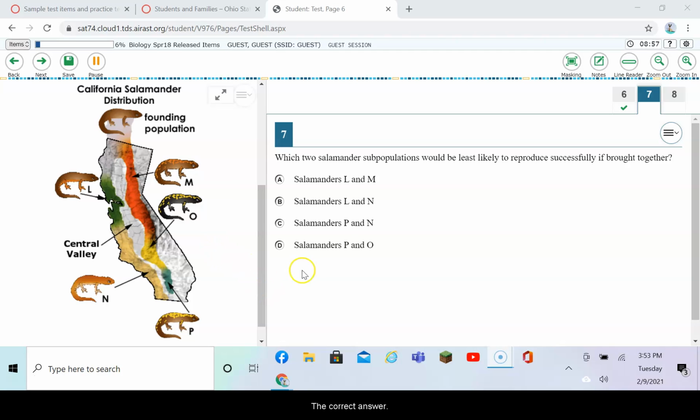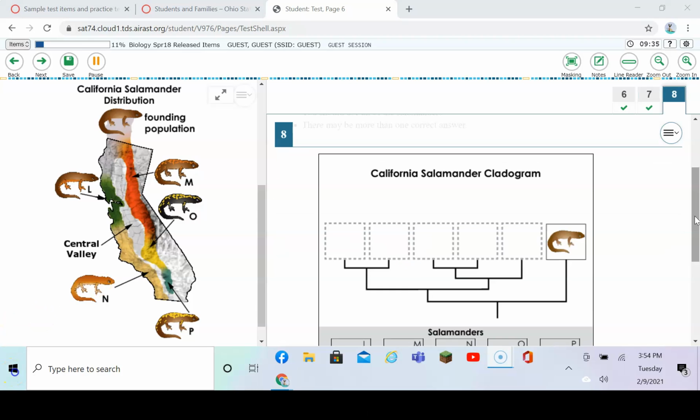The correct answer, in other words, we've got to remember, which would be least likely to reproduce successfully if brought together, that answer has to go to P and N. Why? These two are geographically isolated and have been diverging for the longest time from already two unique subpopulations. So in other words, they've been diverging the longest time.